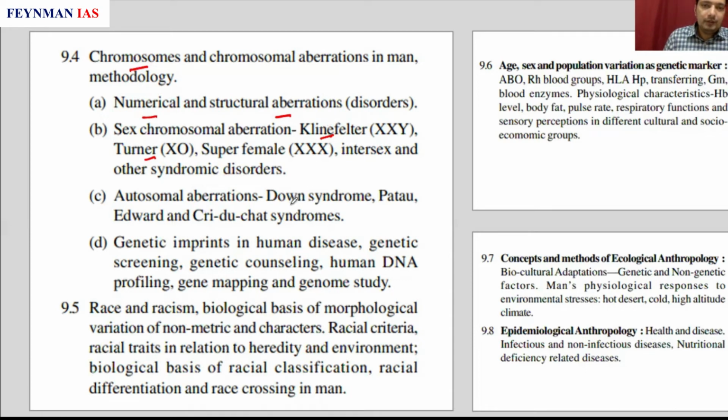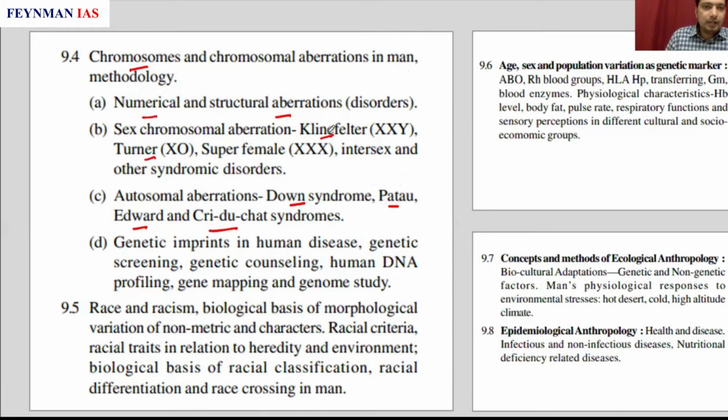So we have to understand here the numerical and the structural abnormalities, and there are enough examples. Many of these, like Down syndrome, Patau syndrome, Edwards syndrome, are numerical abnormalities. Cri-du-chat syndrome is a structural abnormality. So when you read this, even if they ask in a general sense, these examples are of use.